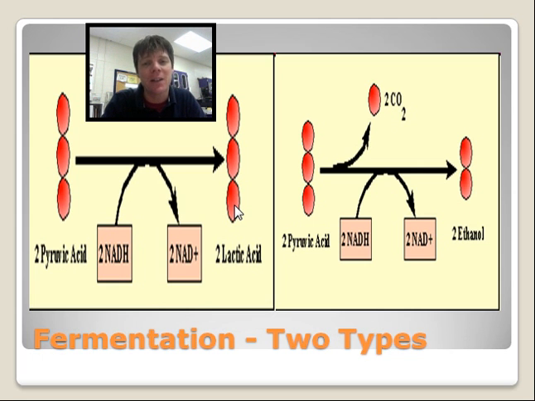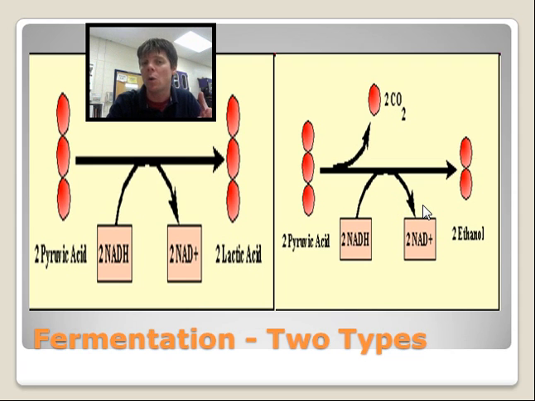And the lactic acid itself will need to be processed by other cell processes as well to get rid of these byproducts or these waste products. This is significant also for food production. Lactic acid fermentation is what's used to produce yogurt. Sauerkraut and kimchi are also produced by lactic acid fermentation.